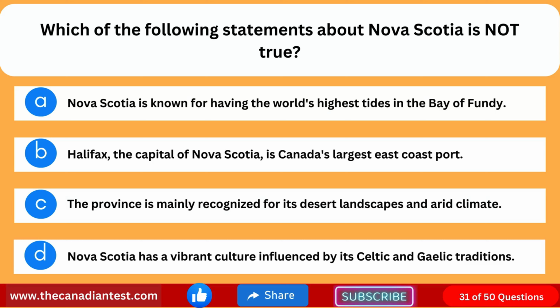Which of the following statements about Nova Scotia is not true? Option A, Nova Scotia is known for having the world's highest tides in the Bay of Fundy. Option B, Halifax, the capital of Nova Scotia, is Canada's largest east coast port. Option C, the province is mainly recognized for its desert landscapes and arid climate. Option D, Nova Scotia has a vibrant culture influenced by its Celtic and Gaelic traditions.